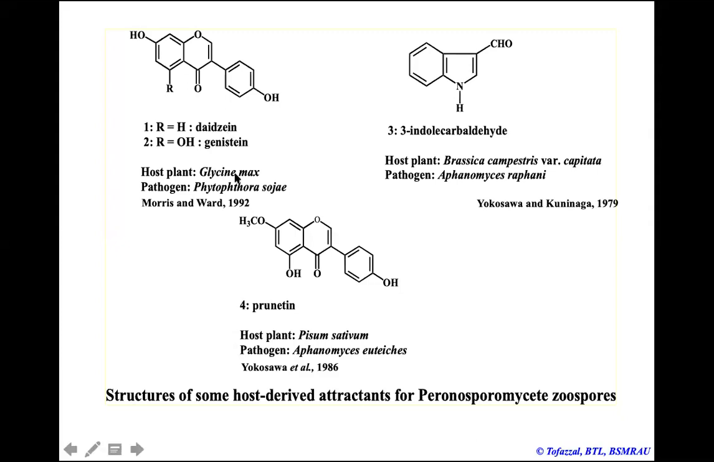Phytophthora sojae infects Glycine max and never infects other plants. They are guided by the host and find it by using daidzein and genistein. Similarly, indole-3-carbaldehyde isolated from Brassica campestris variety capitata attracts the zoospores of Aphanomyces raphani, and Pisum sativum, the green pea plant, produces prunetin, which attracts Aphanomyces euteiches zoospores. These are the pathogens of each plant, and scientists discovered this host-specific signal.